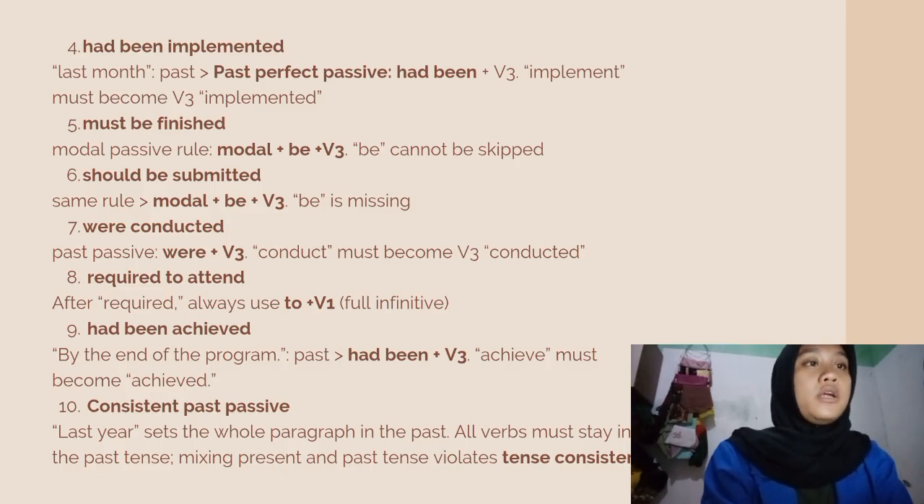Number 8, "required attendance" should be "would be required to attend." After "required," we always use "to" plus verb 1, the full infinitive. Number 9, "have been achieved" should be "had been achieved" because "by the end of the program" signals a past context. So we use the past perfect passive.